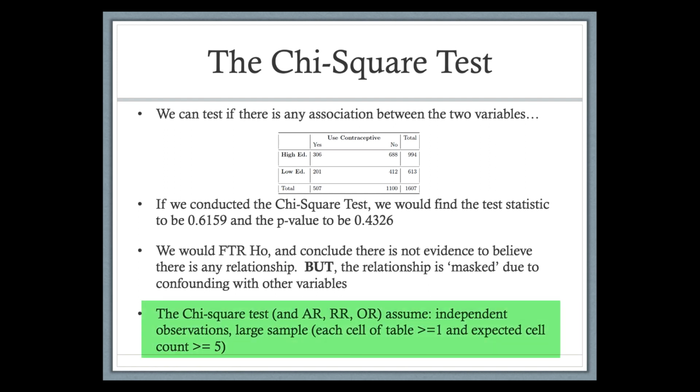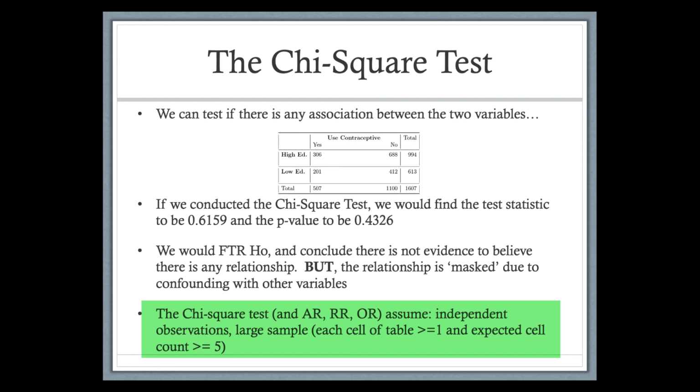One important note: the chi-square test, the attributable risk, the risk ratio, and the odds ratio, which we're going to start to talk about really soon, all assume that observations are independent. So woman number 1, her level of education, her use of contraceptives, and so on, does not depend on woman number 2 or woman number 3. Every individual is independent of the others. And this is quite often the case unless the data has been collected in certain ways.